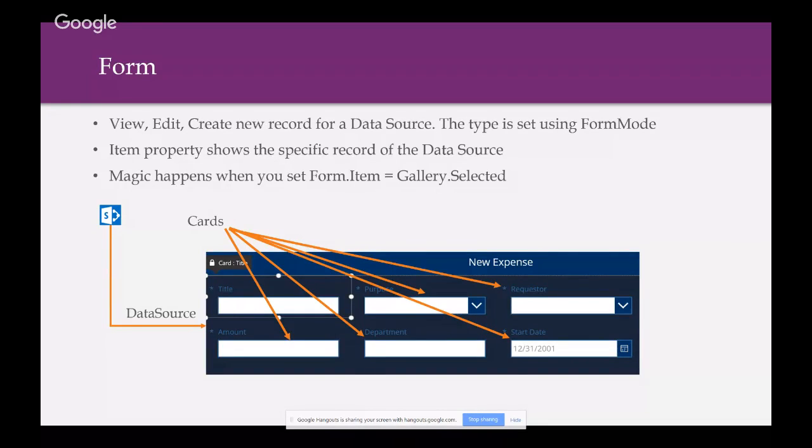Mm-hmm. It's similar to how you did it with the data table, saying data table items are being filtered from a gallery. You can say gallery.selected is your form.item. So literally, once you select something on your gallery, you can see that displayed in a form. Okay, this would be a great exercise.